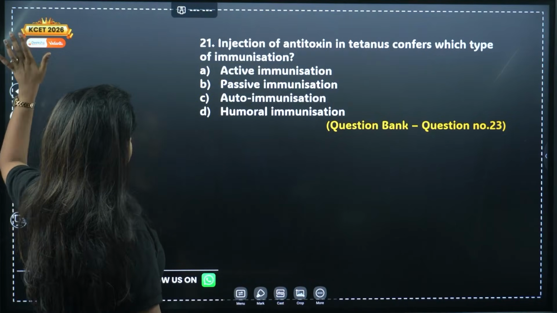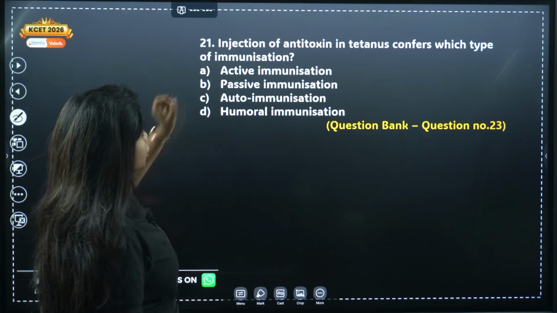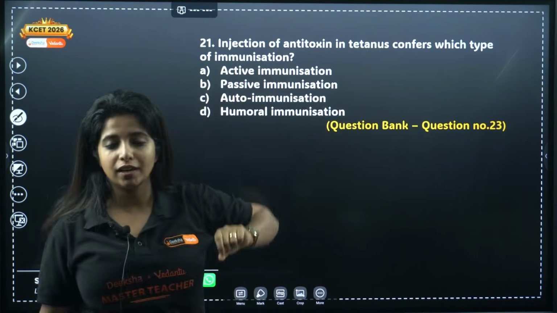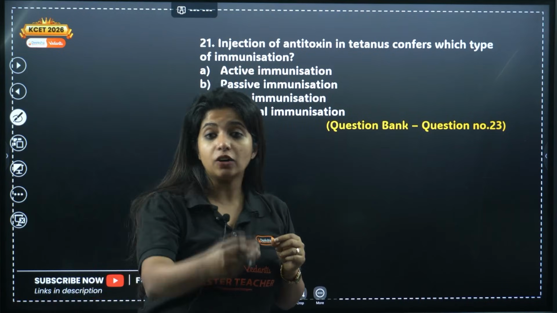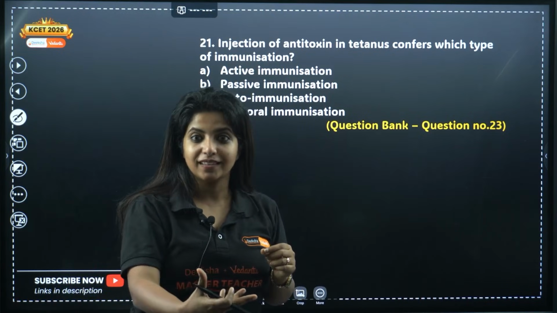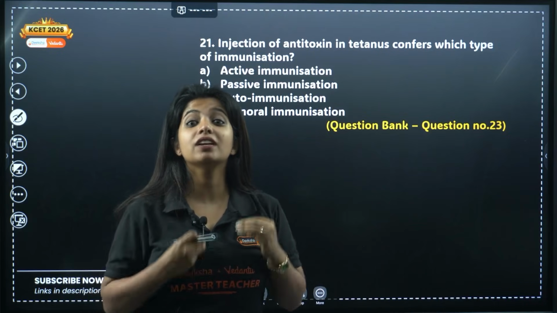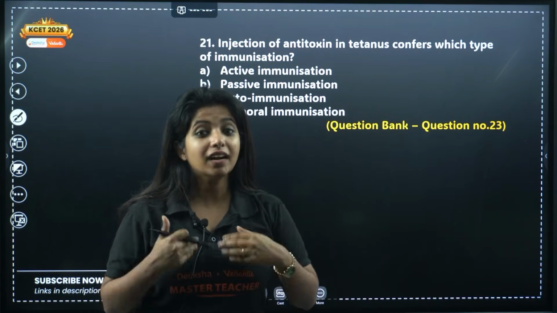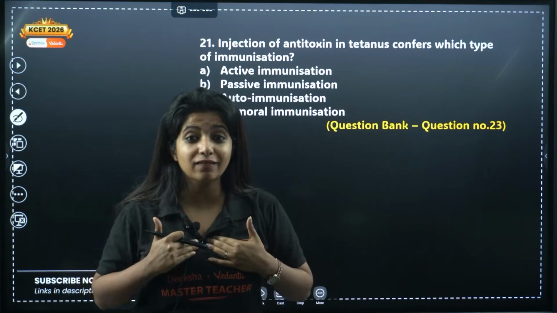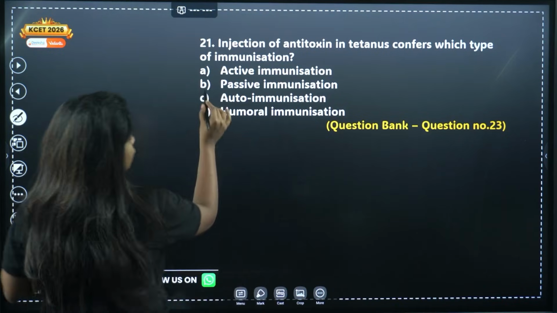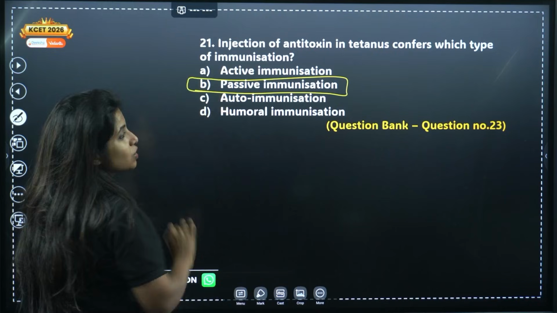Okay. Now, 21st: injection of antitoxin in tetanus confers which type of immunization? I am giving antitoxin for tetanus. What type of immunization is this? I am giving ready-made antibodies. Ready-made antibodies means, is my body actively participating in immunity? No, it is passive immunization, my dear children. This is known as passive immunization.